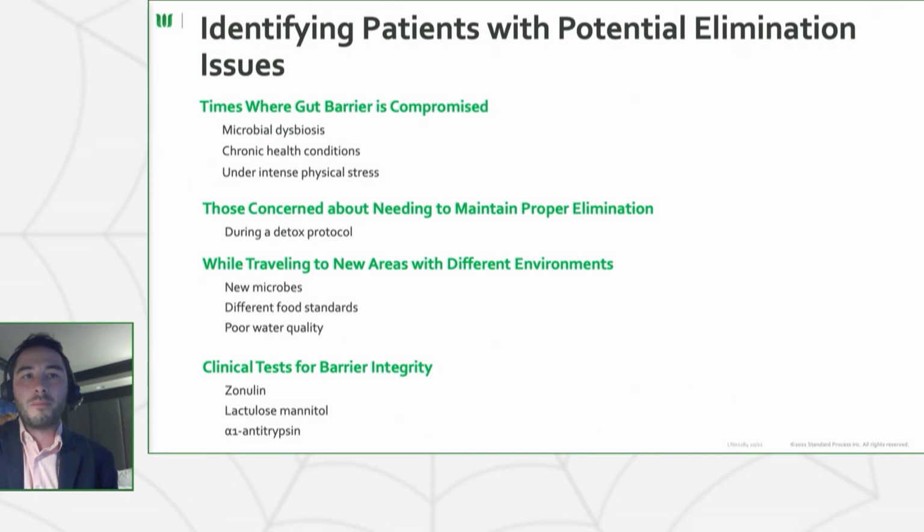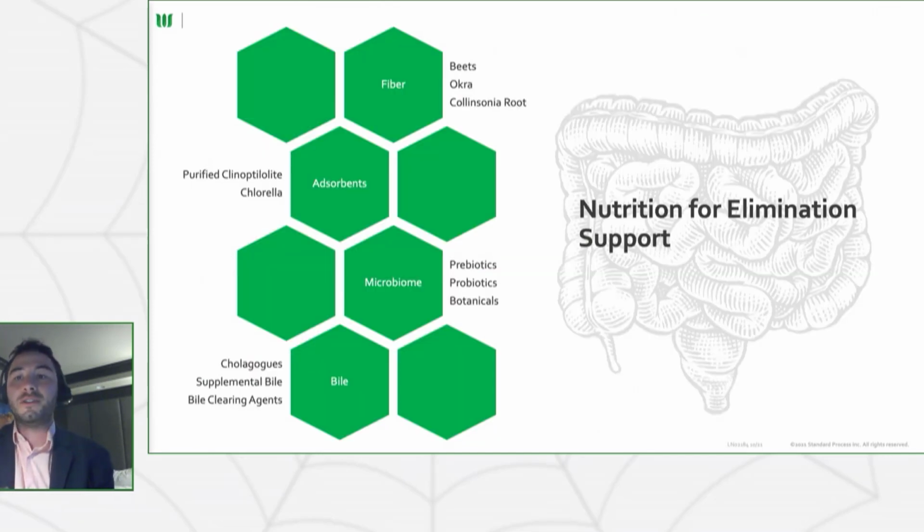And wrapping it all up, pairing together the nutritional support, so fiber sources, beets, okra, collinsonia root, great. Adsorbents, purified clinoptilolite, chlorella, and then microbiome support with probiotics, also botanicals, postbiotics, and then bile support, the bile generation, bile flow, so certain cholagogues that help it moving, but also those bile clearing agents, most of which I described just a minute ago.